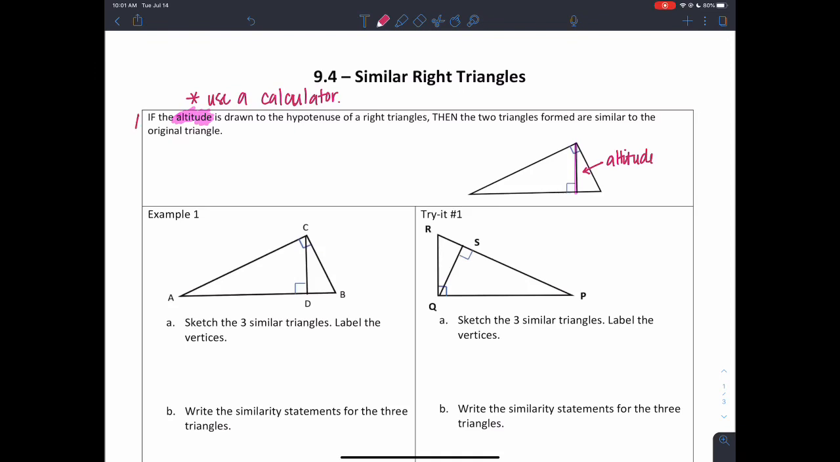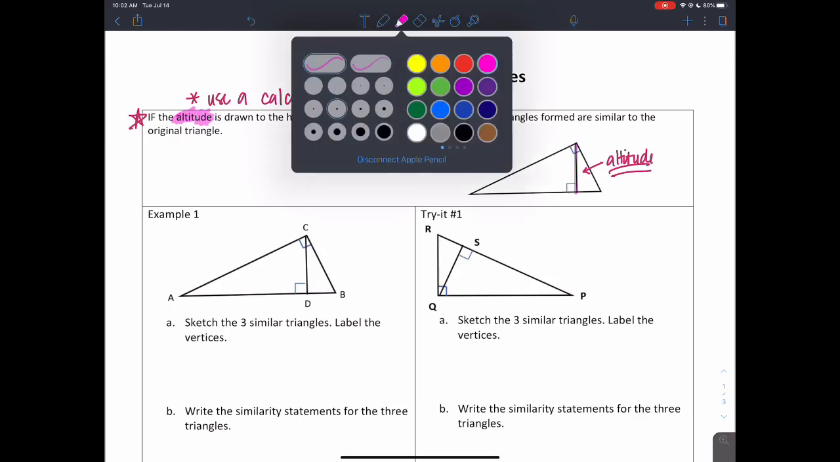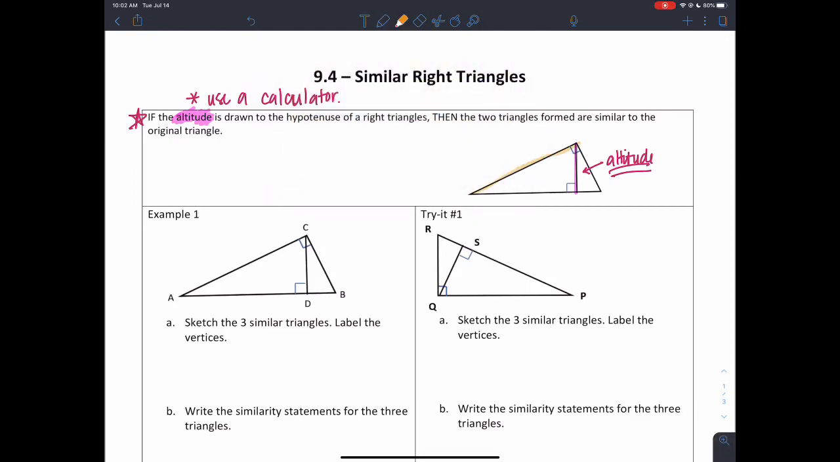So let's look at this theorem here. If the altitude is drawn to the hypotenuse of the right triangle, which is right here, then the two triangles formed are similar to the original triangle. This means that this big triangle is similar to these smaller ones. So this one and this small triangle here.